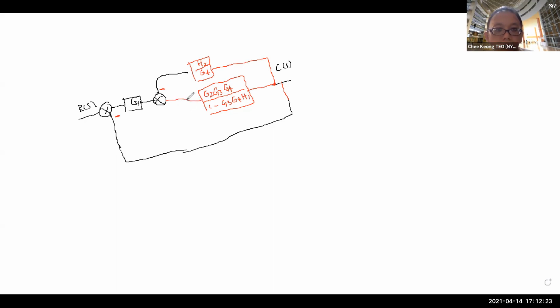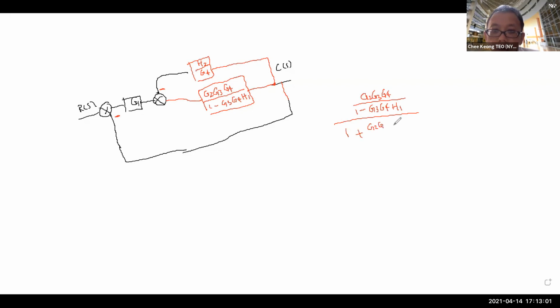So again, this is a forward and this is a feedback and it's a negative feedback. So you can have rule 7 this time around with your G and H as this. Then we do a rewriting of G over 1 plus GH, right? So G is G2, G3, G4, over 1 minus G3, G4, H1. Okay, that's your G divided by 1. This is minus, therefore it is plus.